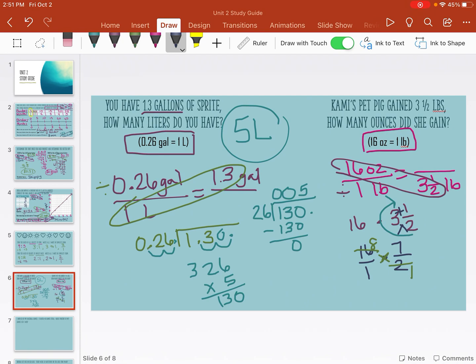Right now it really says 8 over 1 times 7 over 1. 8 times 7, because we multiply straight across, is 56. 1 times 1 is 1. So we get 56 over 1, which is just 56. So 56 ounces is our answer. If you didn't cross simplify, it's okay. You're going to get 112 over 2. And then when you divide that, you get 56 ounces.